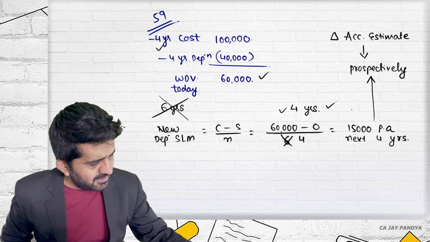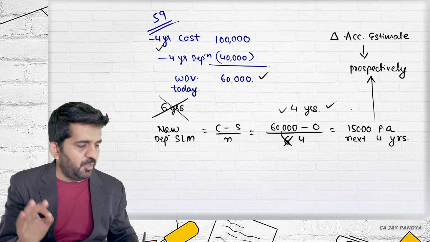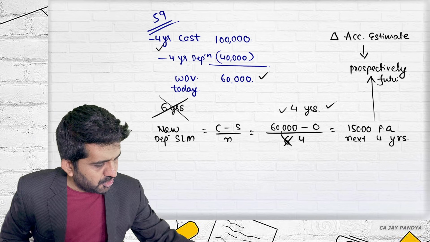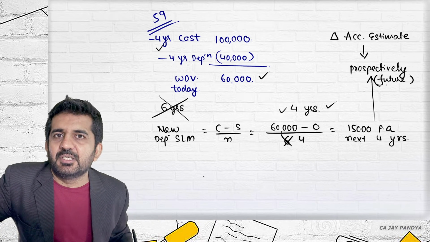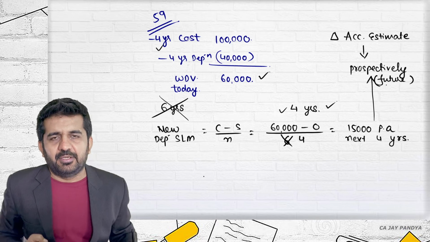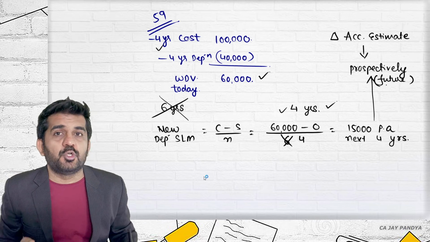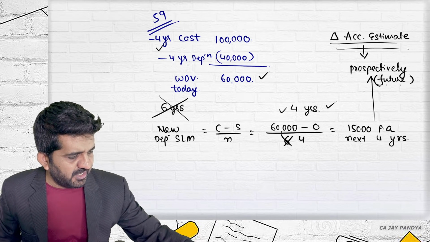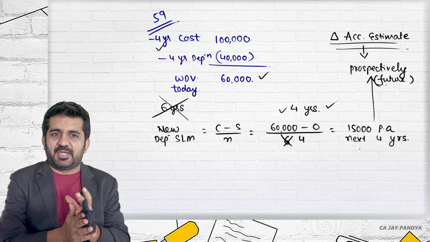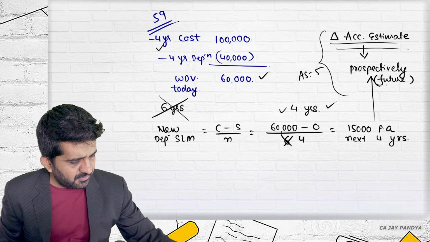Do you understand this? Prospectively, whatever changes we are doing, we are doing in the future. We are not doing it in the past. The past is already gone. All right. This is known as prospectively. And when you affect your past also, it is known as retrospectively. But whenever there is a change in accounting estimate, it is always prospectively. This we have not done because it is covered under AS5.